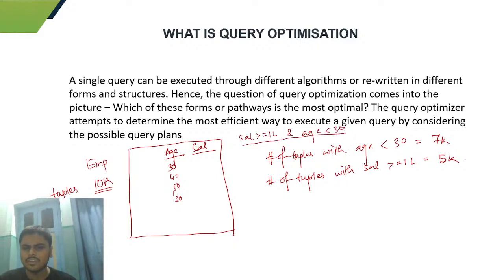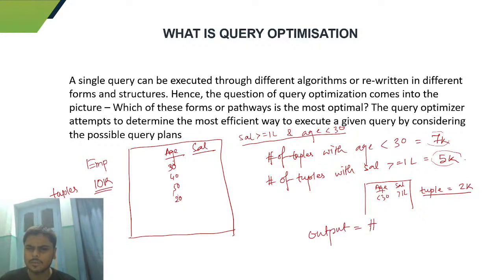So what we are doing here is first checking if the salary is greater than 1 lakh, then we are retrieving these 5k tuples. And at the end of everything, the people having age less than 30 and salary greater than 1 lakh, the number of such tuples is, let's say, 2k only. So our output consists of only 2000 tuples, okay.